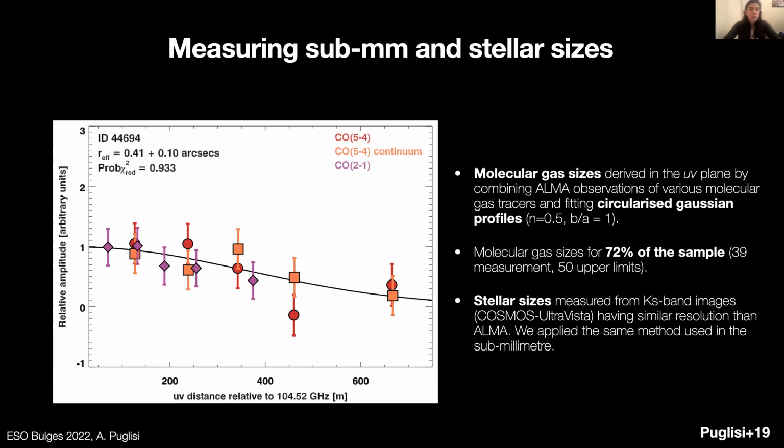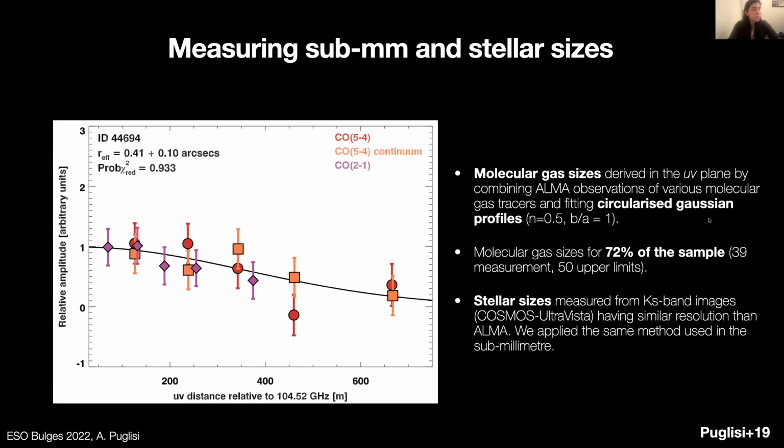So this slide summarizes the method that we adopted to measure sizes. We measured sizes in the UV plane with circular Gaussian profiles by combining observations of individual tracers when they were significantly detected, meaning that their flux signal-to-noise ratio has to be larger than 5.